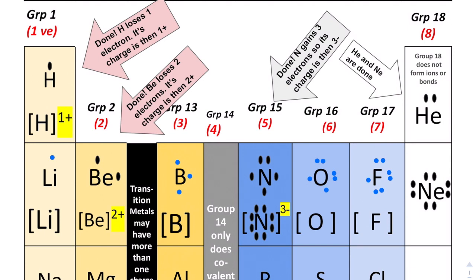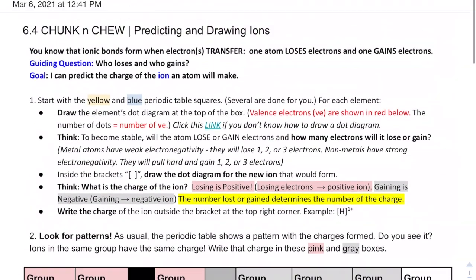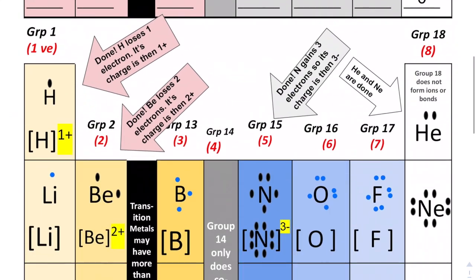All right, I hope you have those done. Let's look at the next step. It says, think. To become stable, will the atom lose or gain electrons, and how many electrons will it lose or gain? Metal atoms have weak electronegativity. They will lose 1, 2, or 3 electrons. Nonmetals have strong electronegativity. They will pull hard and gain 1, 2, or 3 electrons. And then inside the brackets, we're going to draw the dot diagram for the new ion that would form. Let's stop there and do that much.